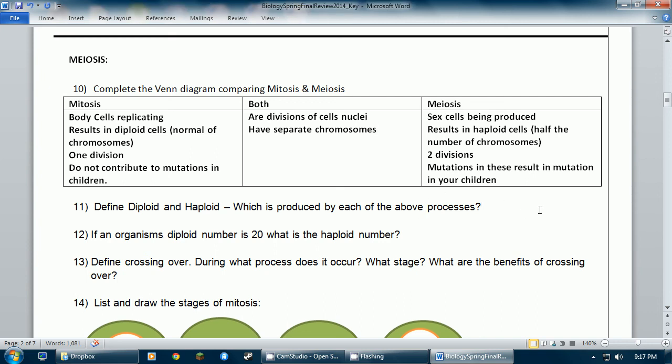So define diploid and haploid. You can just see the above. Diploid means the normal number of chromosomes. In humans, that is 46. Haploid means half the normal number of chromosomes. So in humans, that would be 23. They're significant because in all of your normal body cells, where mitosis occurs, you have 46 chromosomes, one from mom, one from dad. The exception is your red blood cells, which don't have DNA because they're special.